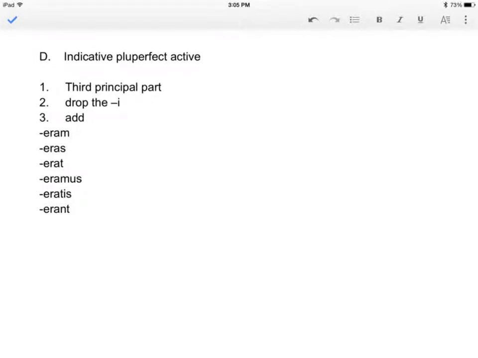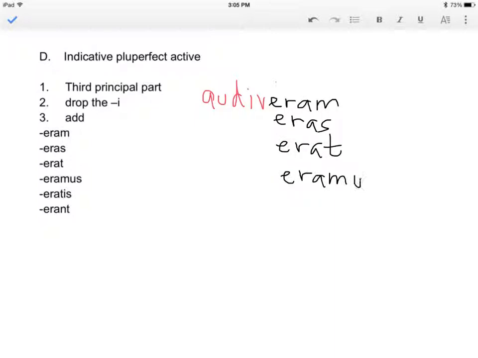The indicative pluperfect active, same pattern. You take the third principal part, drop the I, and then you just add the eram, eras, erat, eramus, eratis, erant. The pluperfect is always translated as had. So in this case it would translate as I had heard, or you had heard, or he, she, it had heard, we had heard, you all had heard, they had heard. No brainer. The pluperfect and the perfect are much easier than even the present and the imperfect.